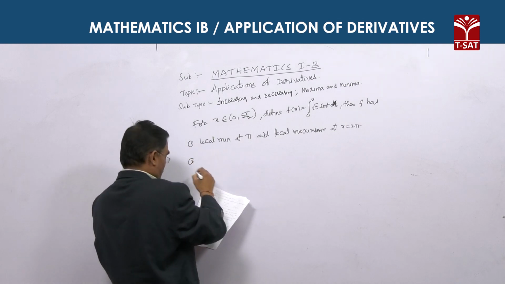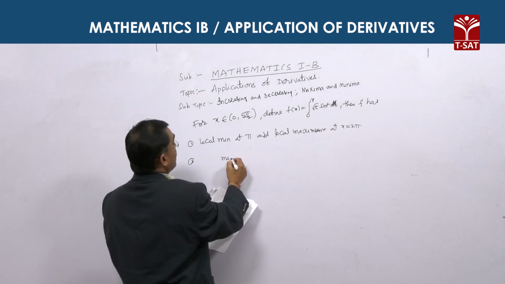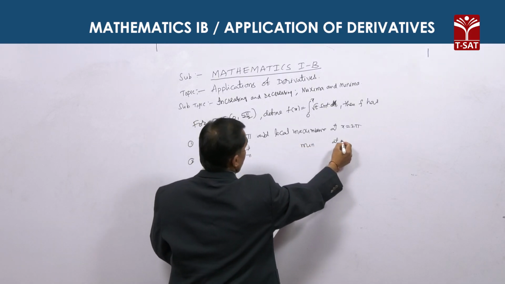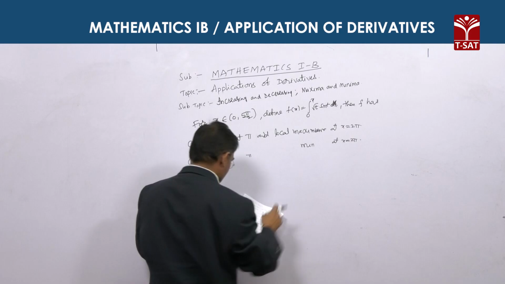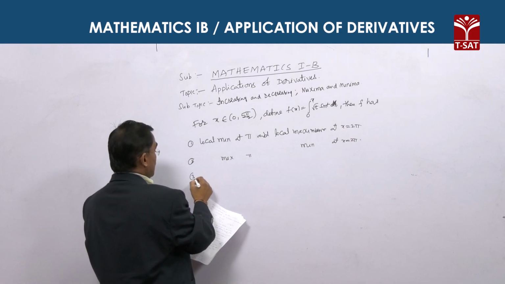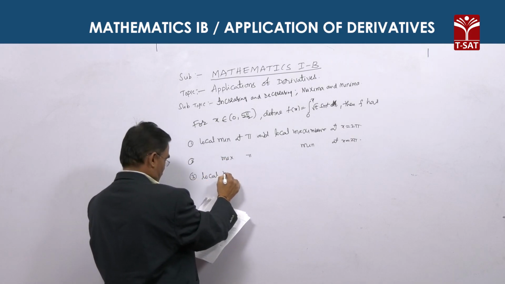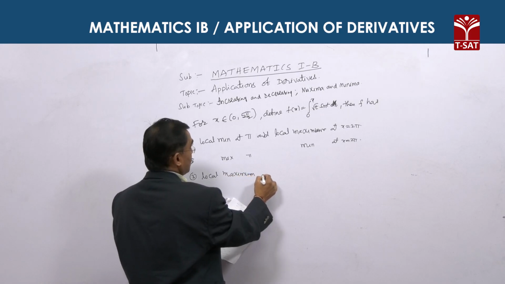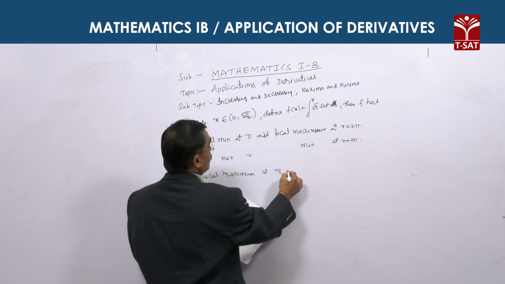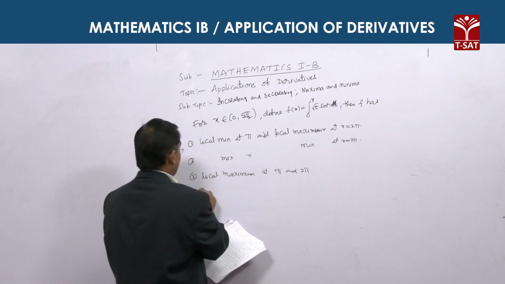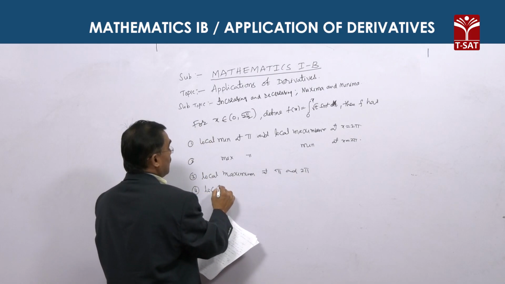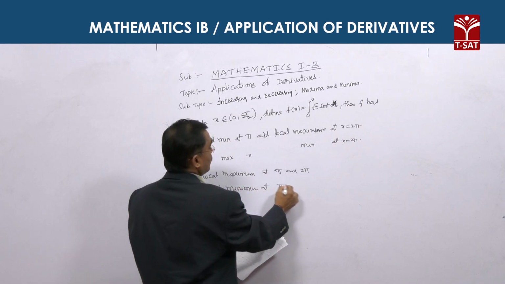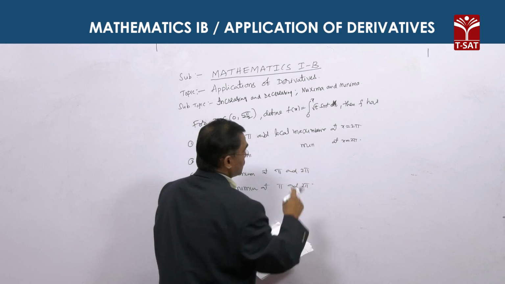The second response is a local maximum at x = π and a local minimum at x = 2π. The third response is local maximum at π and 2π. The fourth response is local minimum at π and 2π. Which is the correct answer?